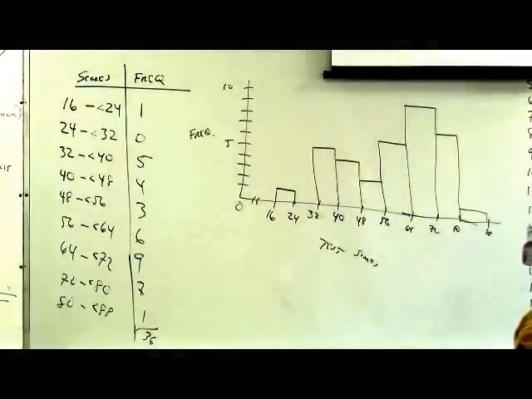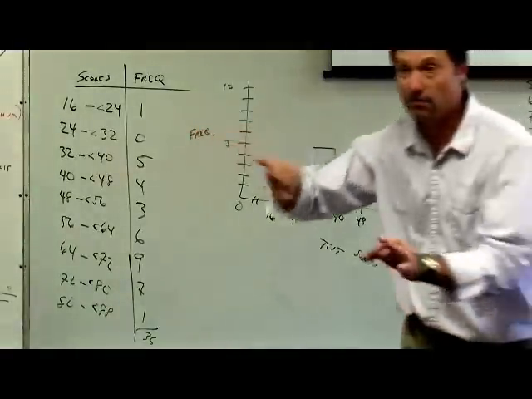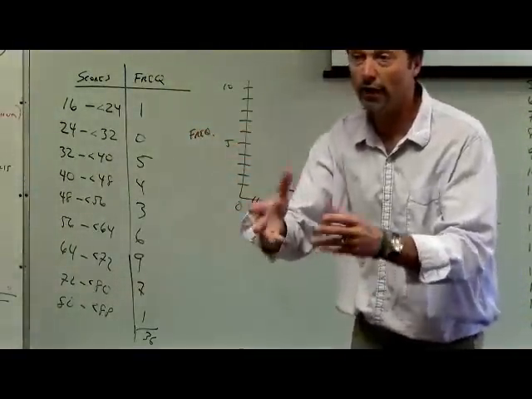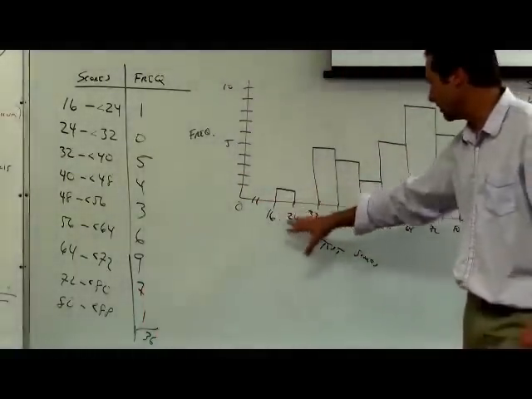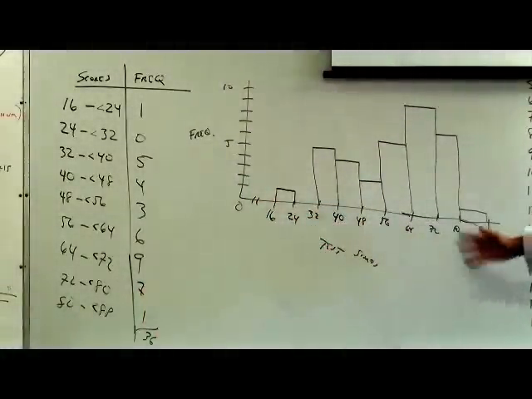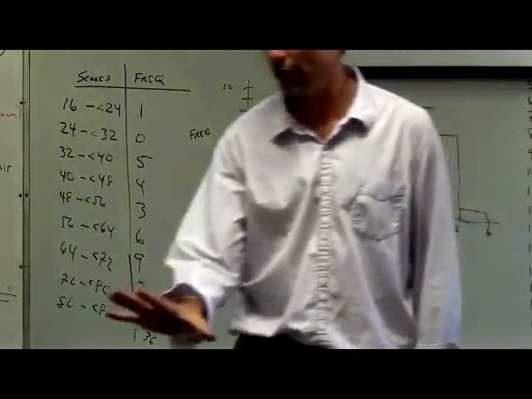So do we take the max and min from the graph? If you have the actual data, then you go get the max and min from the data, to get your exact range. If you just have this, you're going to say there's a minimum between 16 and 24 and a maximum between 80 and 88. That's the best you're going to be able to do. So you're not going to be able to find an exact range that way.